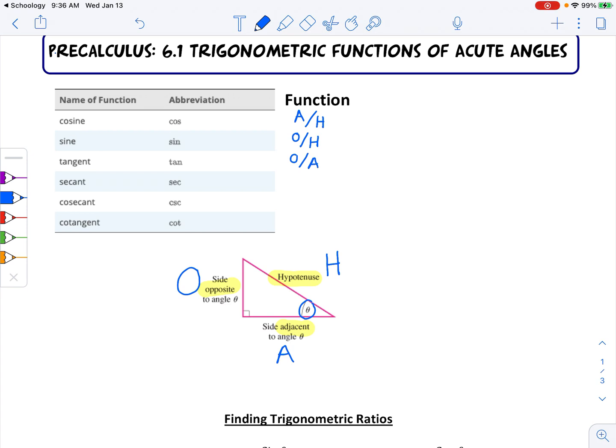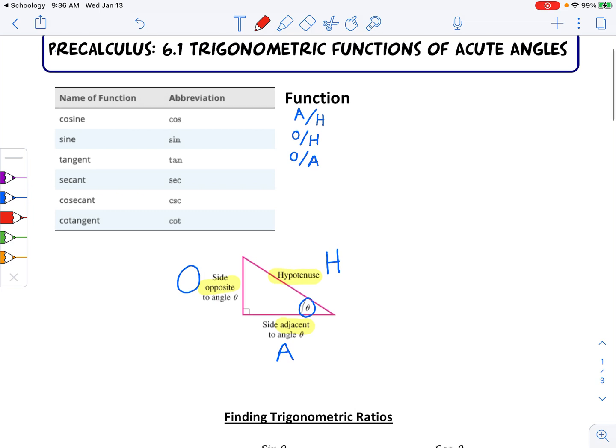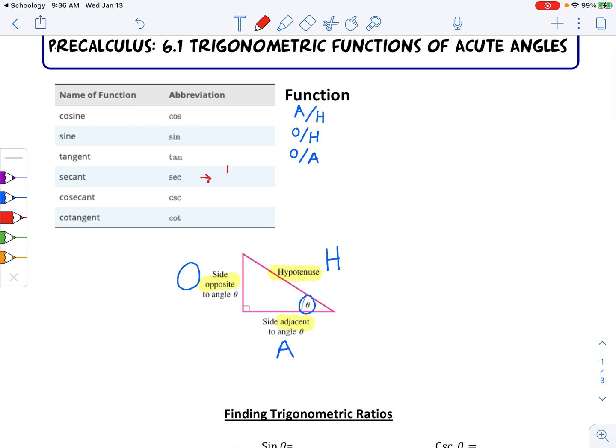And then we have our three: secant, cosecant, cotangent. Those are what we call the reciprocal functions, my dears. So each is the reciprocal of one of the three previous functions. Secant is actually the reciprocal, or 1 over cosine. So all I need to do is take the cosine ratio and flip it. Cosine is normally A over H. Now it's going to be H over A.